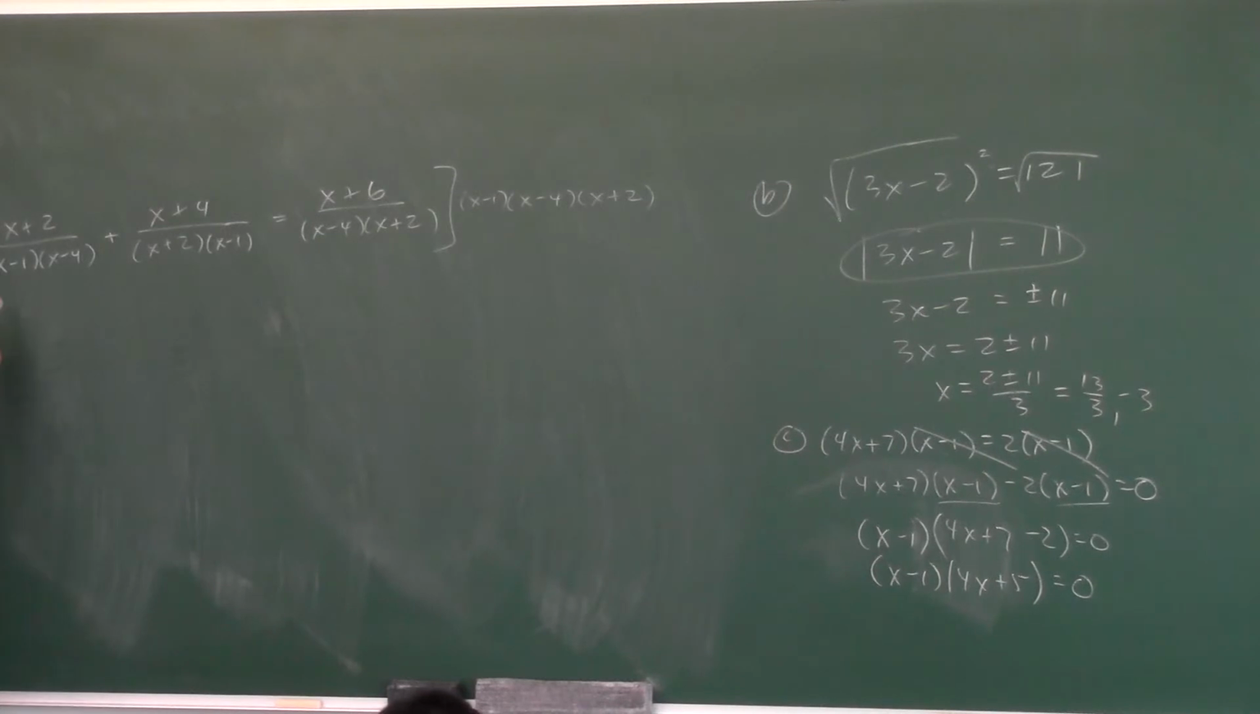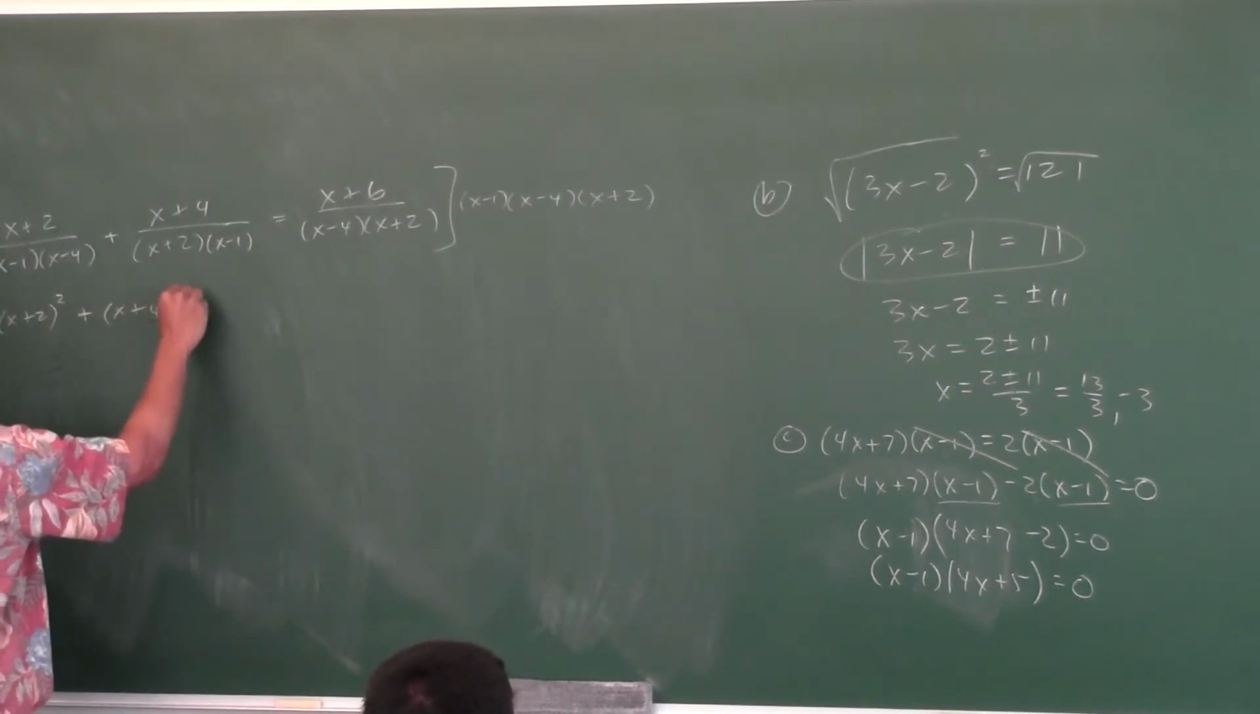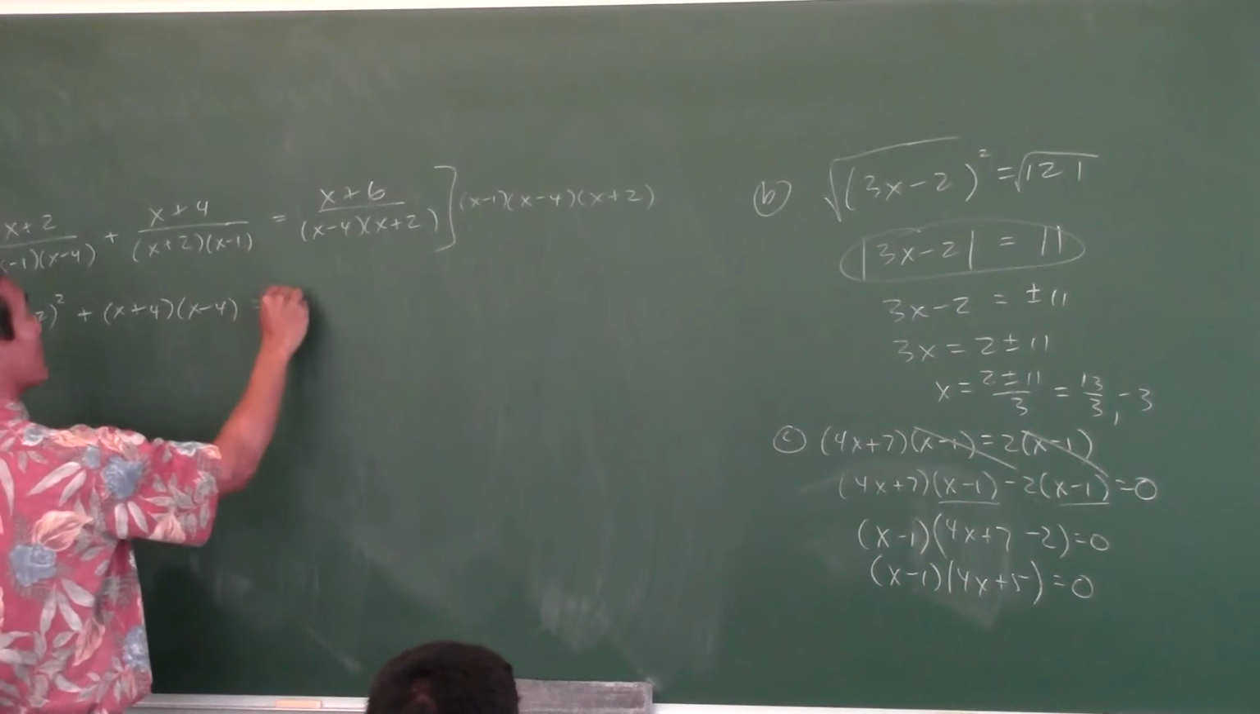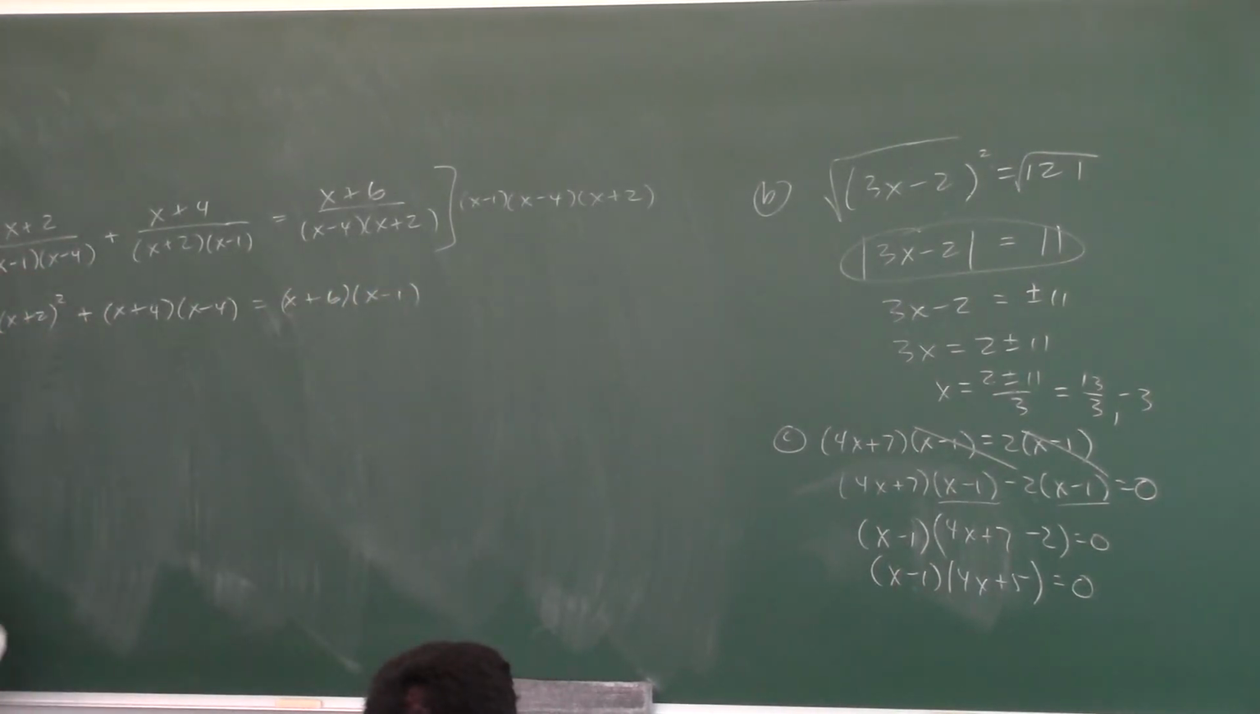Okay, and then what are you going to get over here? x plus 2 times x plus 2, plus x plus 4 times x minus 4, equals x plus 6 times x minus 1. That is why you multiply both sides by the least common denominator, so that you don't have any fractions in the next step. Let's finish it. Multiply out.